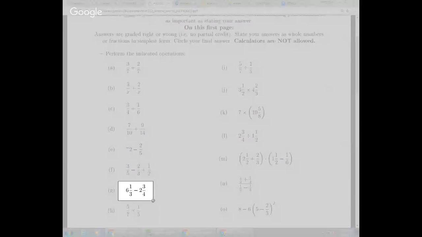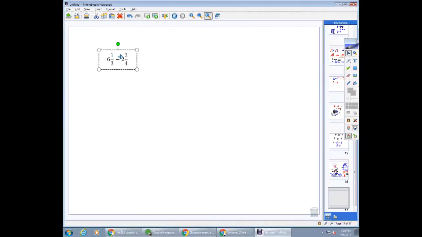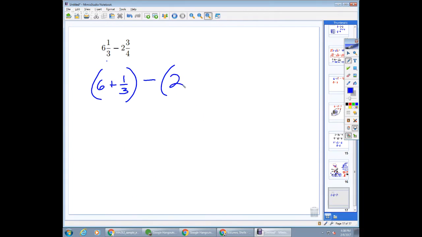All right, so G. So just a reminder, I'm just going to play with this a little bit. I'm not going to do it straightforward because I'm going to use it just to review some other ideas. Mixed number, when I look at something like 6 and a third, I put the word and in between them because that literally means 6 and 1/3. So what I have here is 6 and a third minus 2 and 3/4.